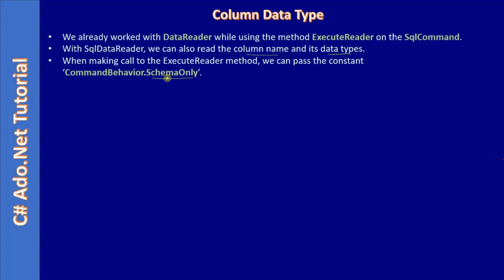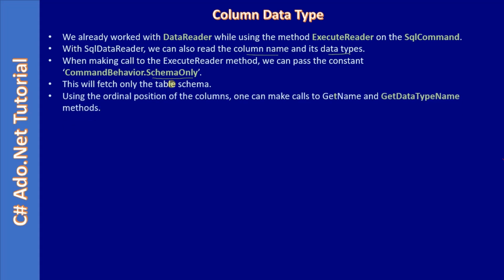So CommandBehavior.SchemaOnly will tell the SqlCommand to retrieve only the column name as well as its data type. That means retrieve only the schema of the underlying database object. So this will fetch only the table schema. Using the ordinal position of the columns, one can make a call to GetName, which will return the column name, and GetDataTypeName, which will return the data type of the column.